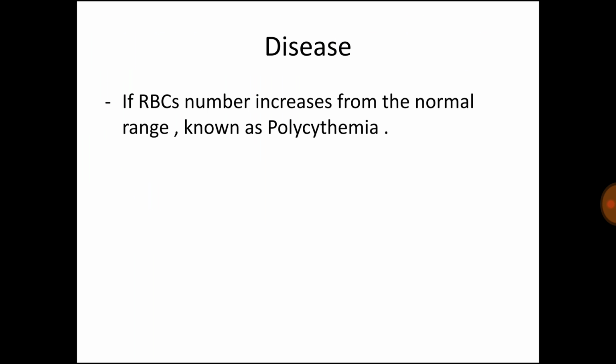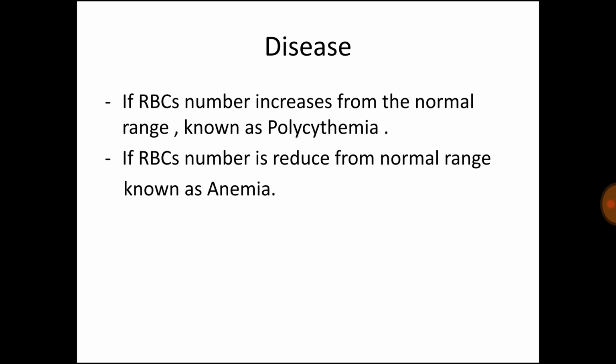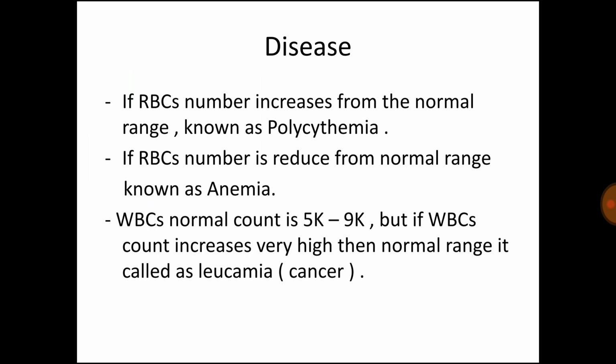Next, we're talking about diseases. If the RBC number is increased from the normal range, it is known as polycythemia. If the RBC number is reduced from the normal range, it is known as anemia. The WBC normal count is 5,000 to 9,000, but if the WBC count is increased very high above the normal range, it is called leukemia, which is a kind of cancer.